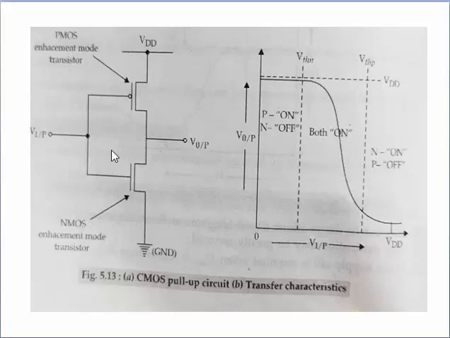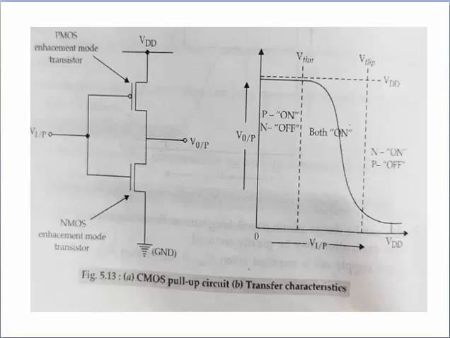That means when V input is at logic 1, the pull-down transistor is in an on state and the pull-up transistor is in an off state, so no current flows from VDD to VSS, and V output is equal to 0.